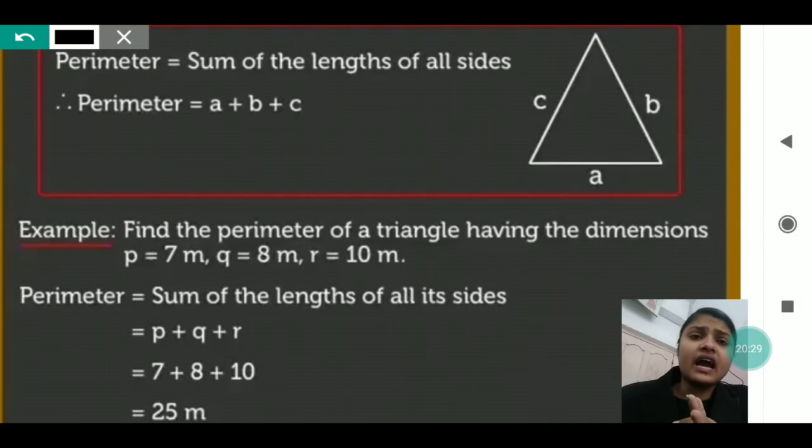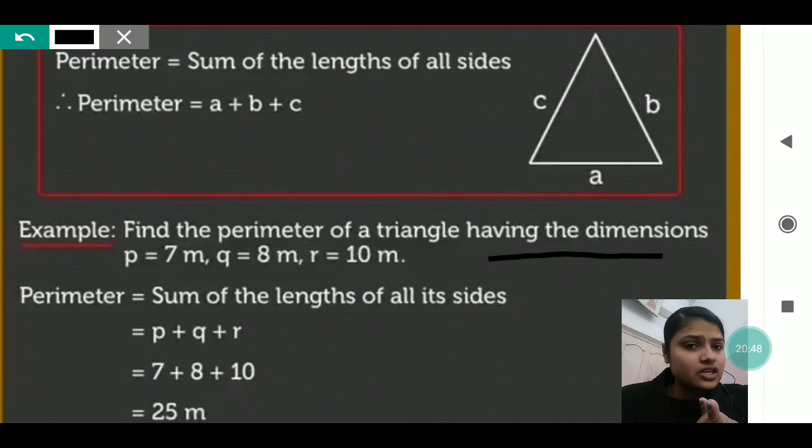In a similar way, we find the perimeter of a triangle. We used to do the sum of all the sides, meaning A, B, and C. All the sides we add. It is written: find the perimeter of the triangle having the given dimensions. P is 7, Q is 8, and R is 10.